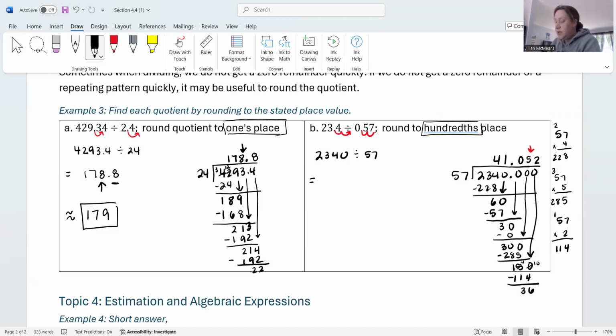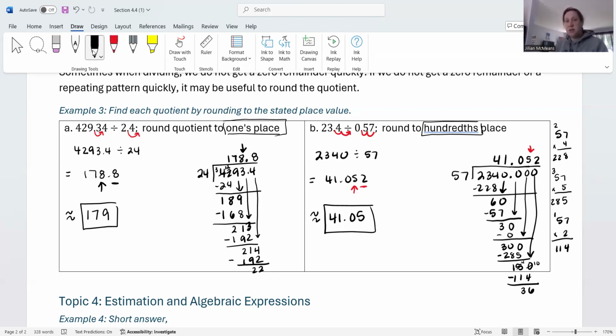Okay, we were told at this point we have 41.052. We were told to round to the hundredths place, which is this 5. Directly to the right of that, I have a 2. Okay, so that tells me to round down, meaning the 5 stays the same, and then I can just chop the 2 off. So this is approximately 41.05.